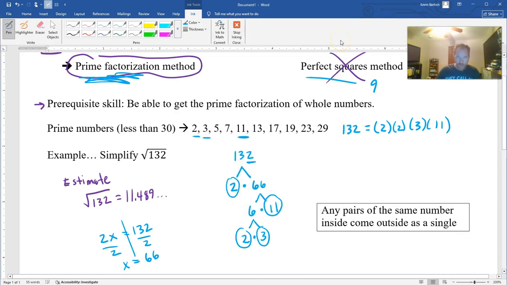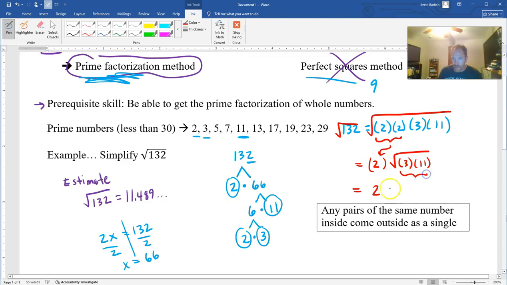Okay, and then when we apply the square root, we've got a pair of 2's that gets to come outside as a single 2. The 3 and the 11 don't have partners, so those are going to stay inside the square root. And then I can do a little more simplifying. I can multiply inside the square root of 3 times 11. So 2 times the square root of 33.